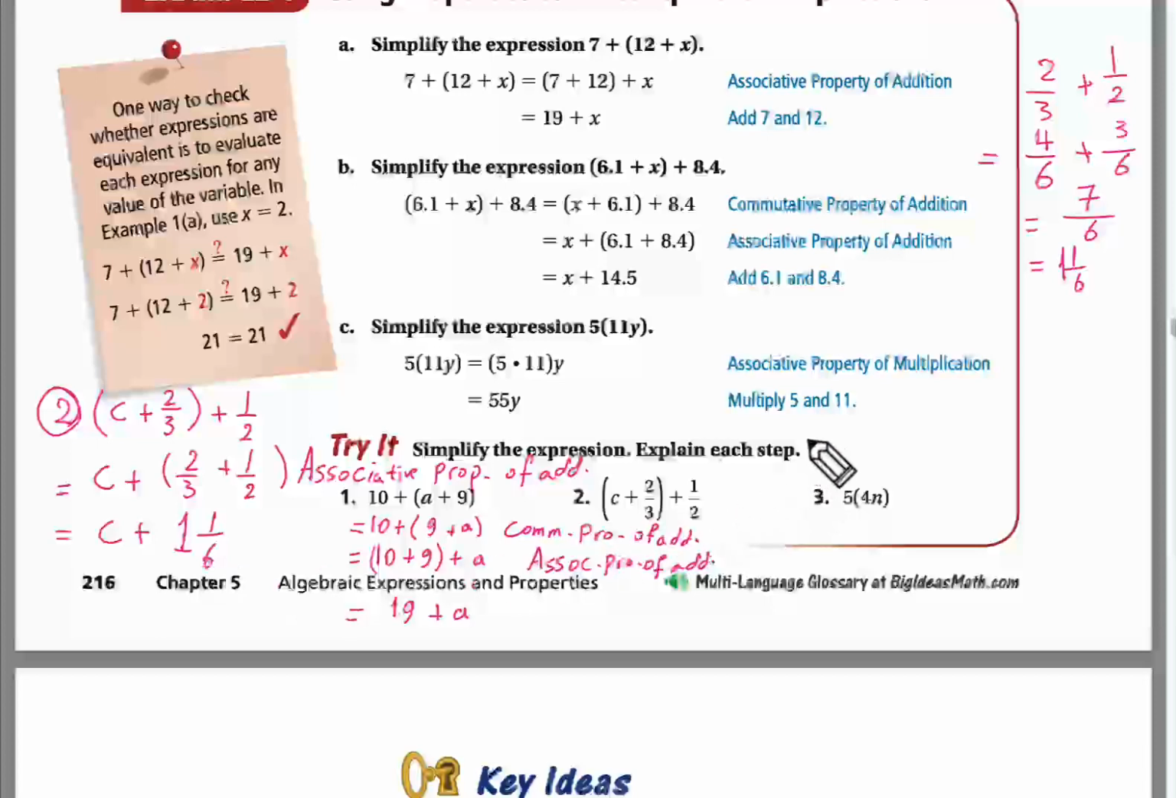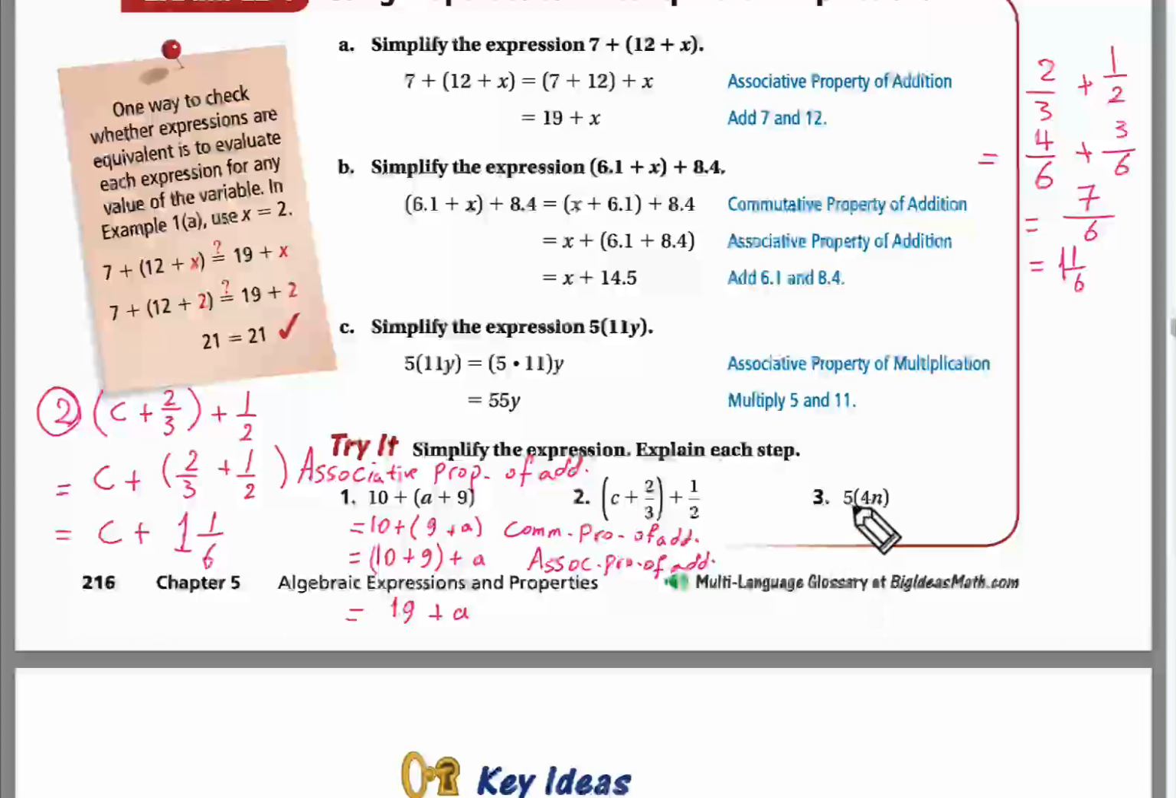Okay, thank you, Rida. Question number 3, Faris? Yes. Hello, teacher. Yes, go ahead. So 5 times 4n. What should we do? So n is just a variable, right? Yes. So shouldn't we multiply? Yes!